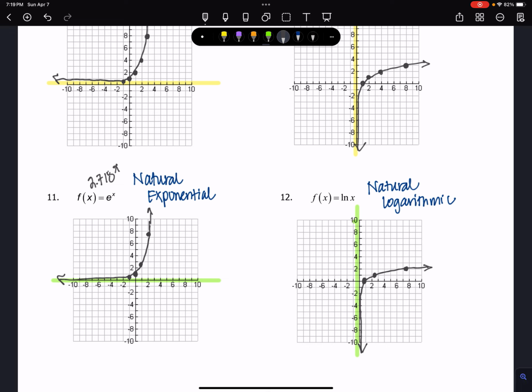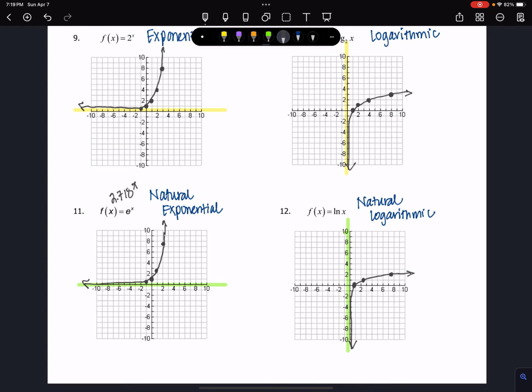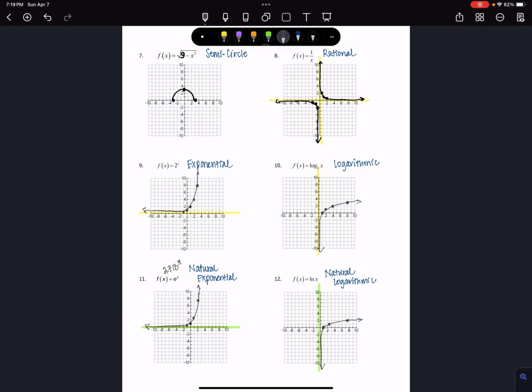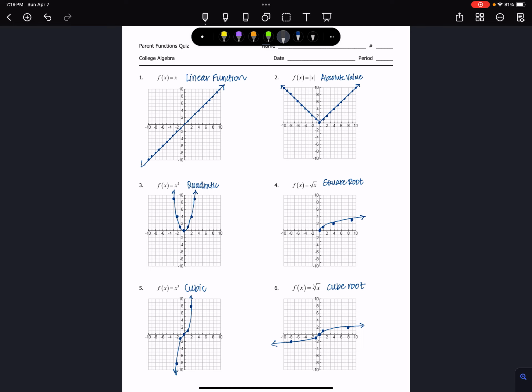And that's the 12 parent functions that are very important for you to have down pat so that you can work with these functions in an Algebra 2 class, a college algebra class, and above, anything from Algebra 2 and above. They're basic facts, just like in elementary school with adding, subtracting, multiplying, and dividing. You need to know those facts.